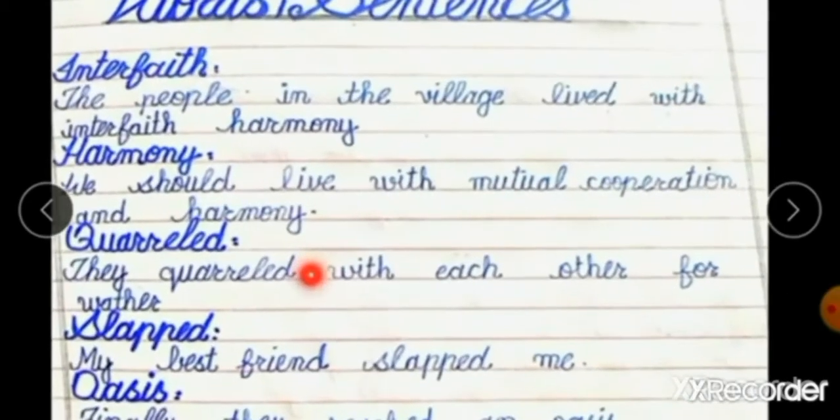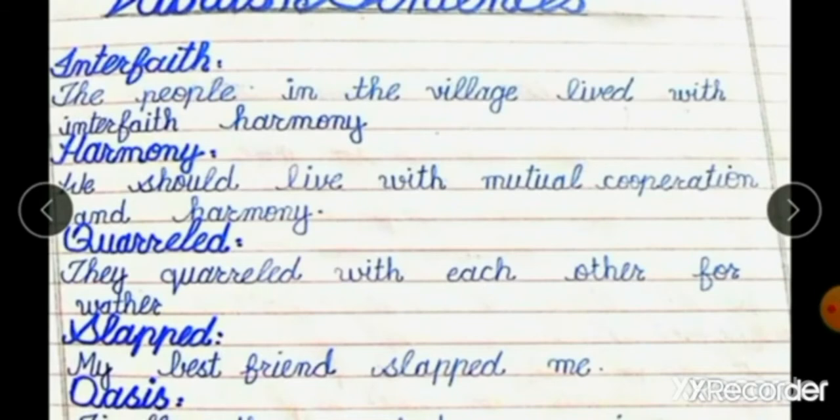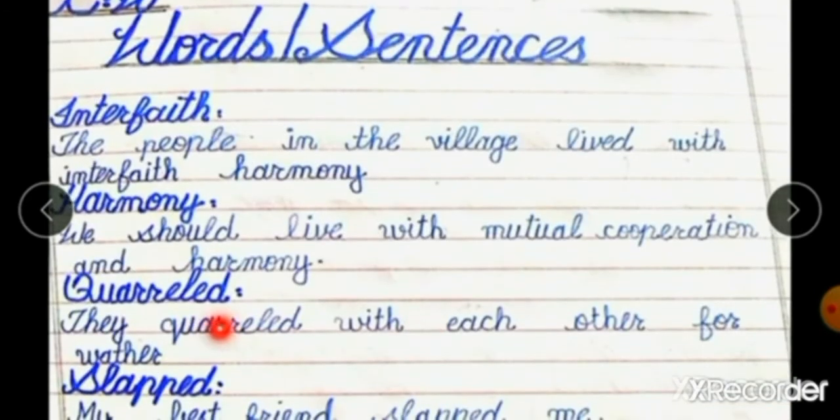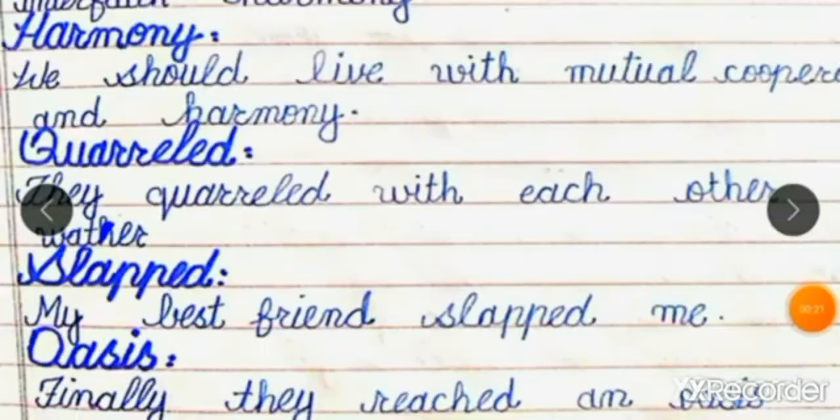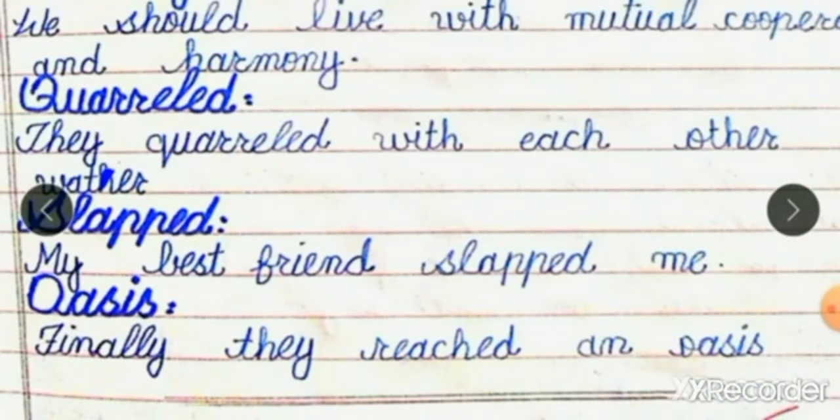Interfaith: the people in the village lived with interfaith harmony. Harmony: we should live with mutual cooperation and harmony. Quarreled: they quarreled with each other for water. The spelling of water is W-A-T-E-R. Slapped: my best friend slapped me. Oasis: finally they reached an oasis.